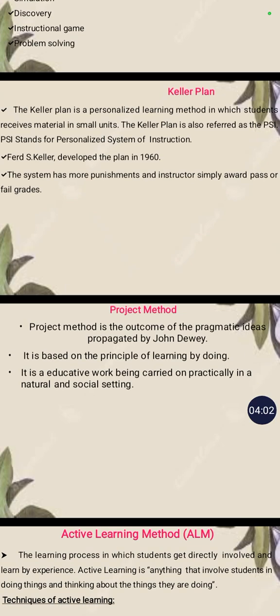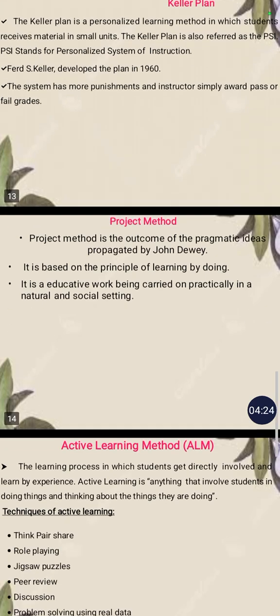Keller plan. The Keller plan is a personalized learning method in which students receive material in small units. The Keller plan is also referred to as PSI. PSI stands for Personalized System of Instruction. Fred S. Keller developed the plan in 1960. The system has no punishments and instead simply awards pass or fail grades.